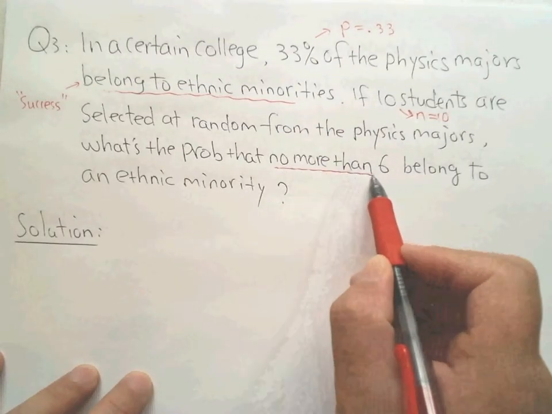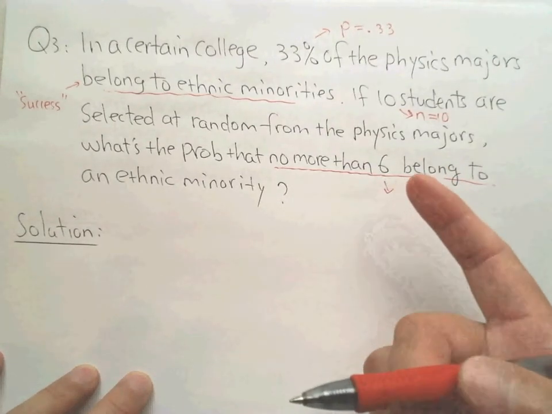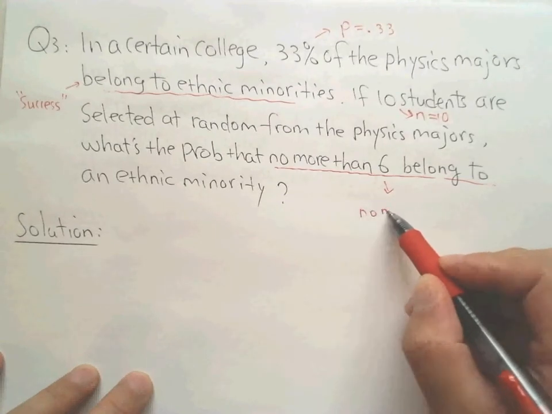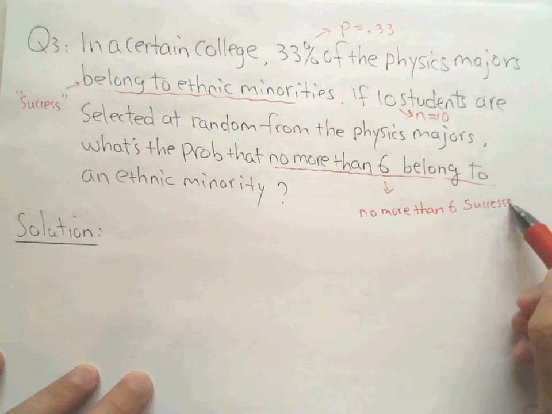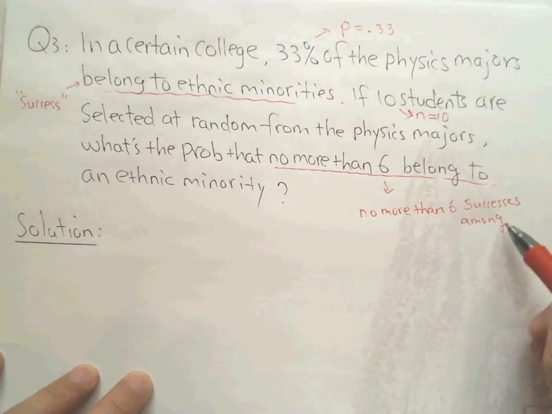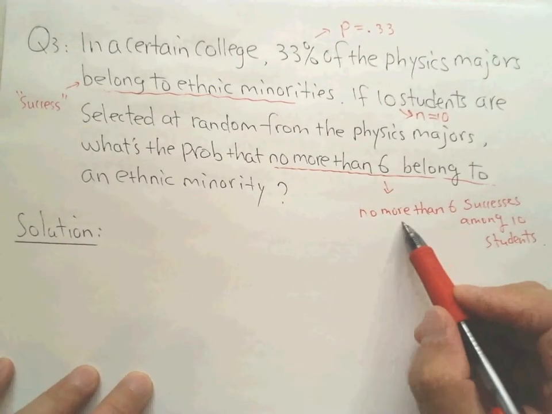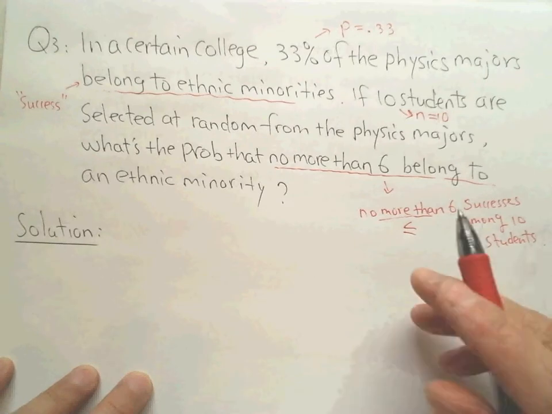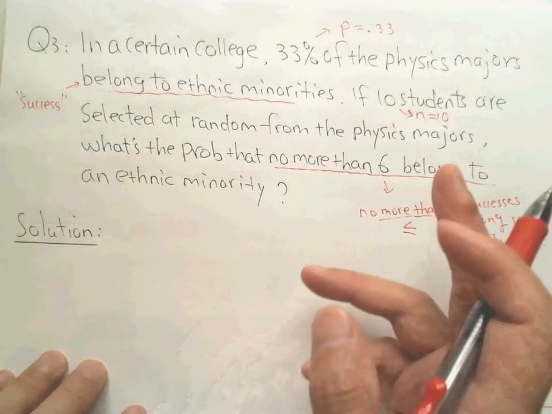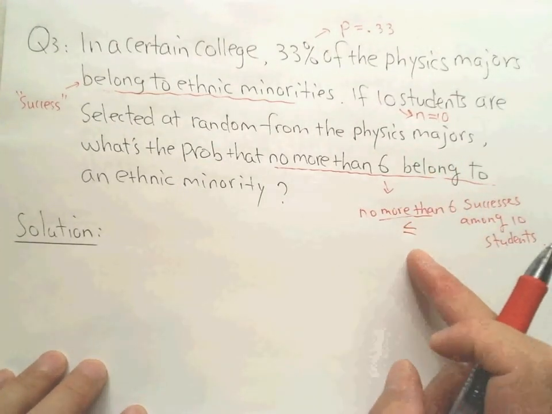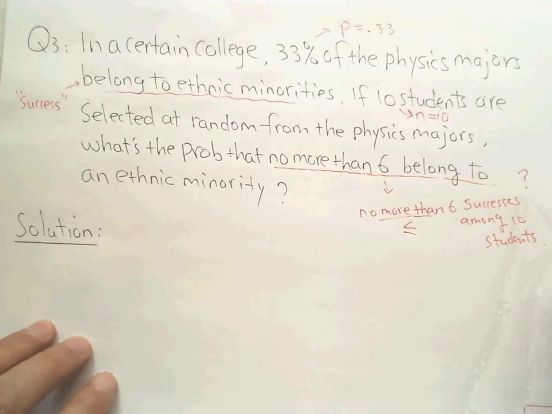And the question: no more than 6 belong to the ethnic minority. This means how many successes. This time it's not exact successes, it's no more than 6 successes, among 10 trials, or 10 students. No more than means less than or equal to. If you remember at the beginning how to set up, if X is the total number of successes, then this question asks X is less than or equal to 6, right? These are the questions.